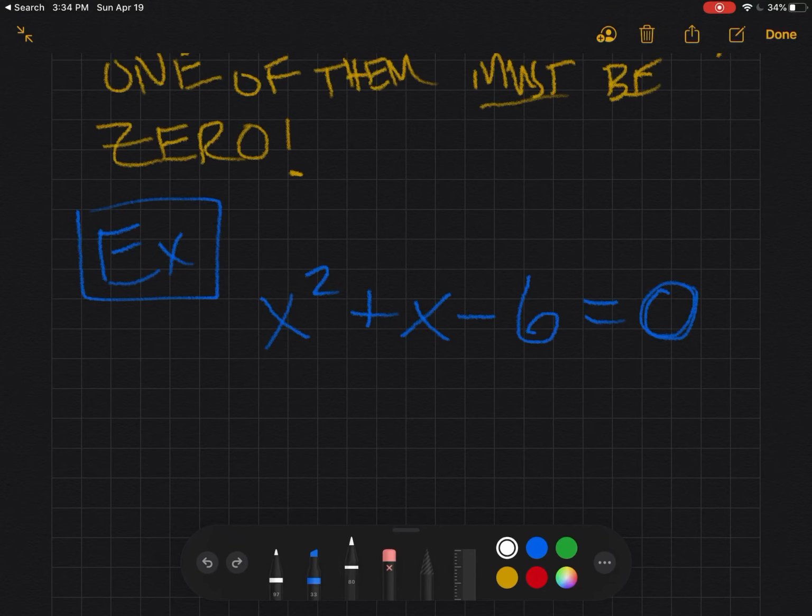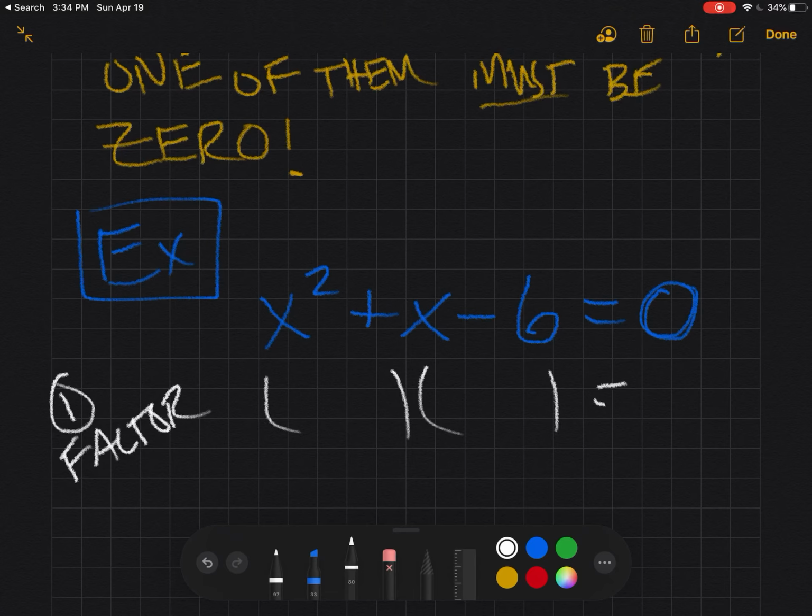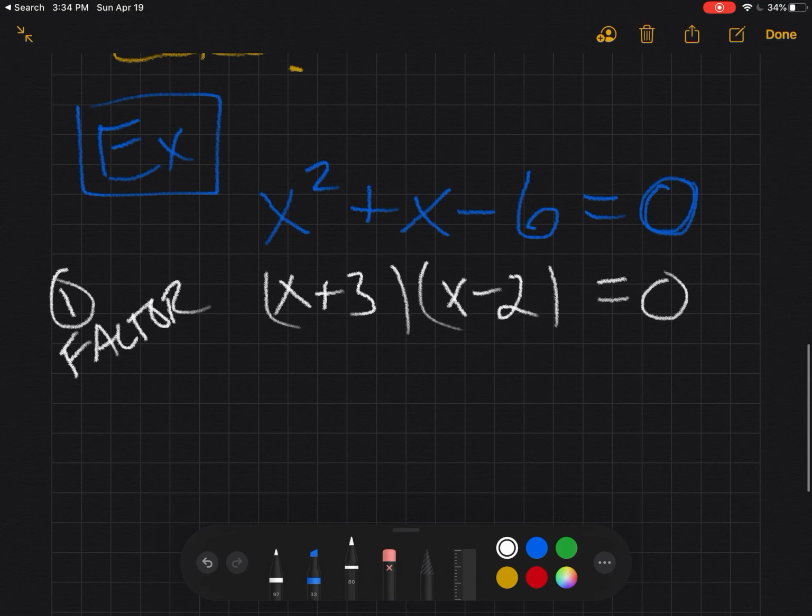Let's say I have this equation here. x squared plus x minus 6 is equal to 0. This is a quadratic equation. That degree of 2 makes it quadratic. And if I want to solve this, my first step is actually to do something we've been working on for a little bit. My first step is to factor. And I end up with x plus 3 times x minus 2 when I factor those together.